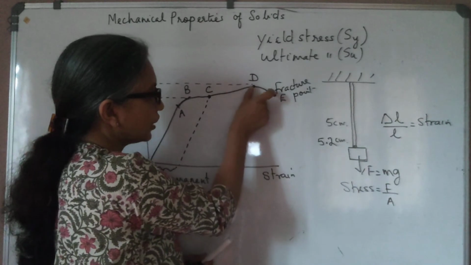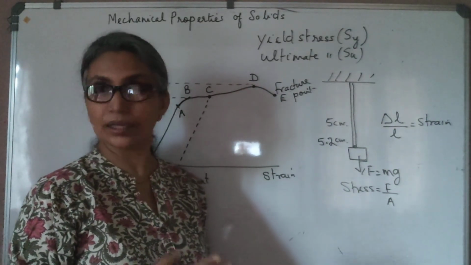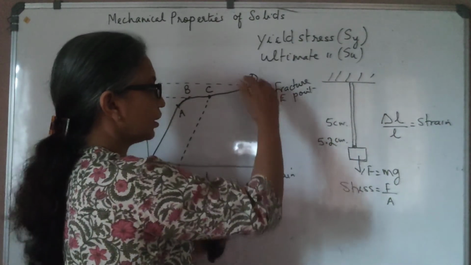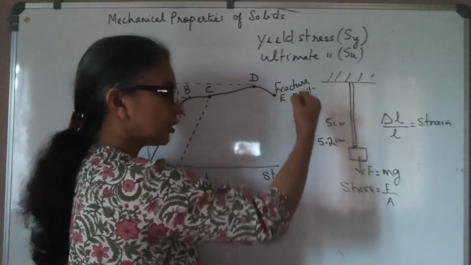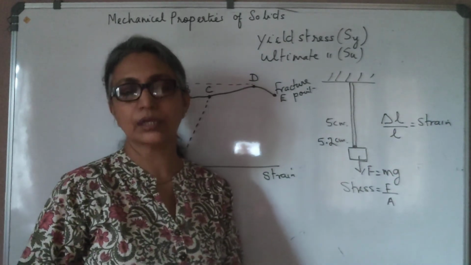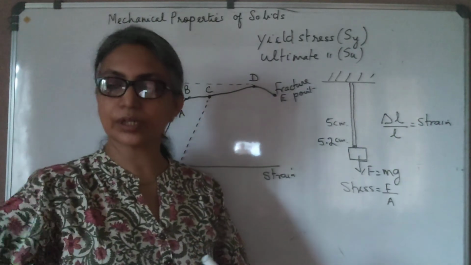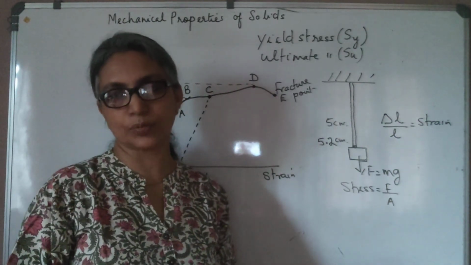Now, if D and E are very close to each other, we know that it is a brittle material like glass. But if D and E are very far apart, it means that you can pull this wire to a large length without breaking. That is like gold and things like that, which are very ductile, so that you can pull it out into long wires without breaking.